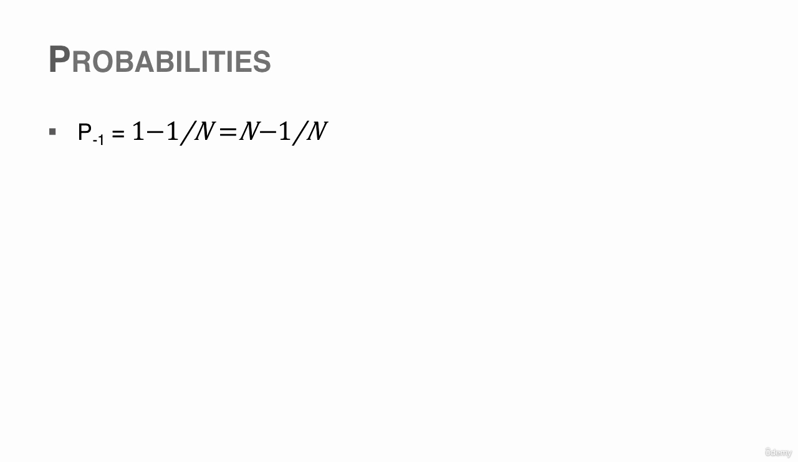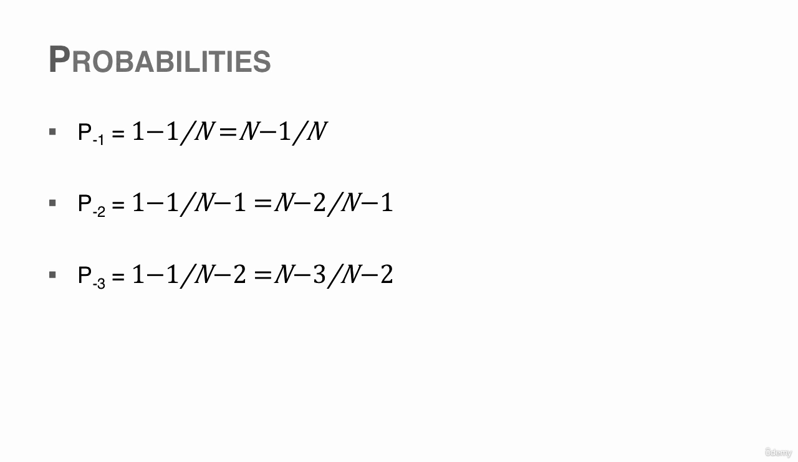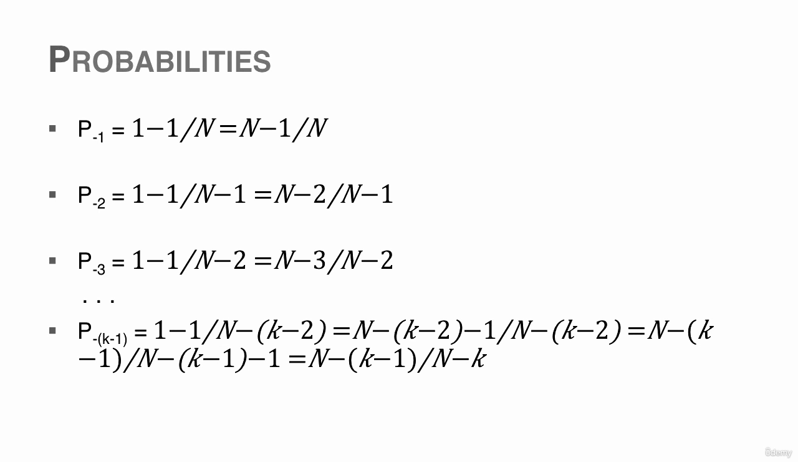Now let's consider p sub minus 2, the probability that the item isn't picked for position 2. When the algorithm is picking an item for that position, there are only n minus 1 items left to consider. That means the chance of the item being picked is 1 over n minus 1. So the chance of it not being picked is 1 minus 1 over n minus 1, which is n minus 2 over n minus 1. Similarly, the probability p sub minus 3 that the item isn't picked for position 3 is n minus 3 over n minus 2. You can continue this argument to calculate all of the probabilities up to p sub minus k minus 1.